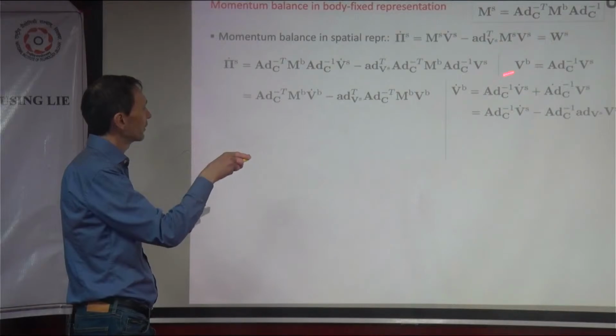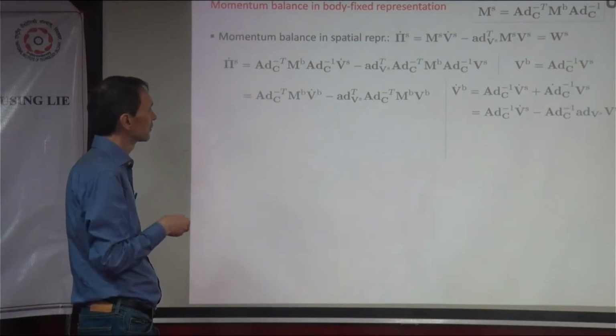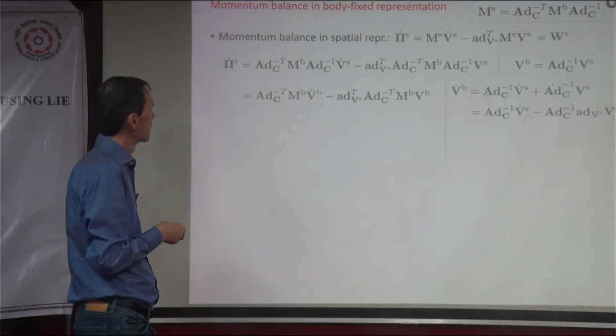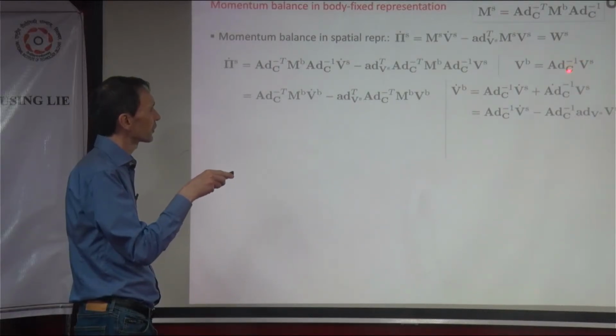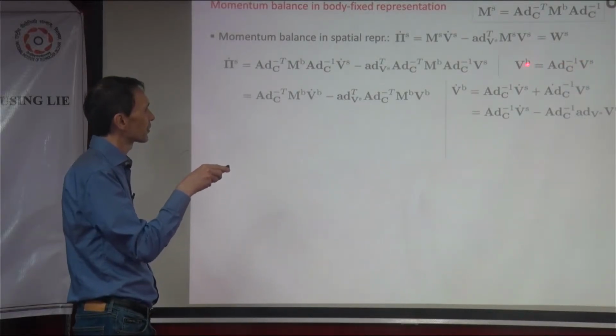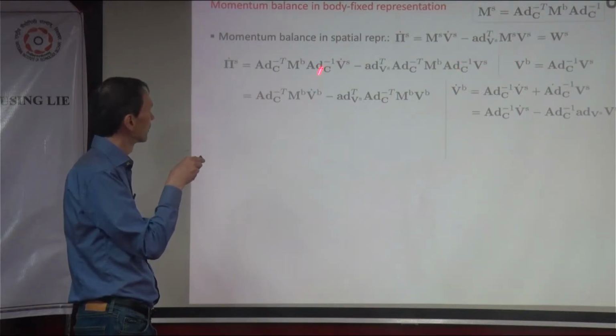Yeah, and then you plug it in. I mean, you have VB. Actually, I need the inverse here, right? So Vs is equal to adjoint of H times Vb. And this is what goes in here.